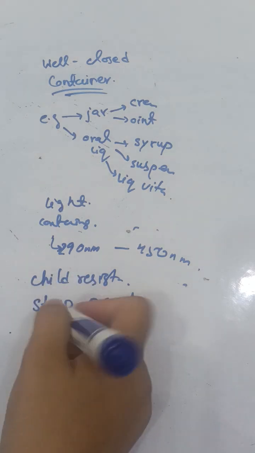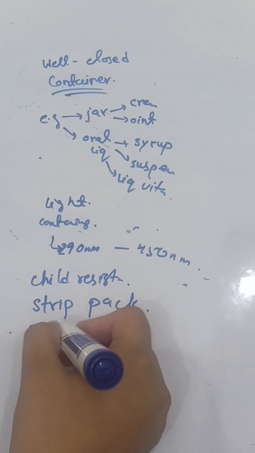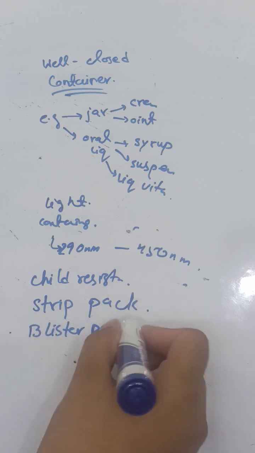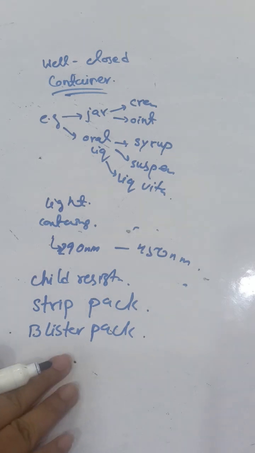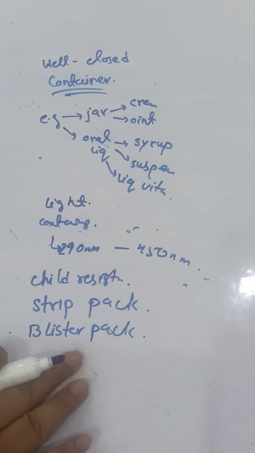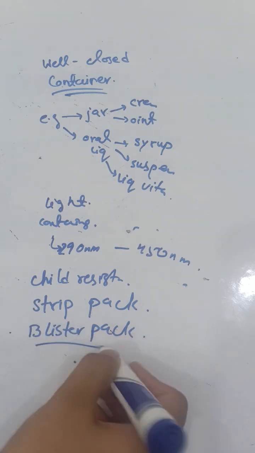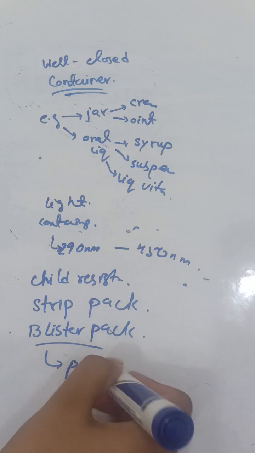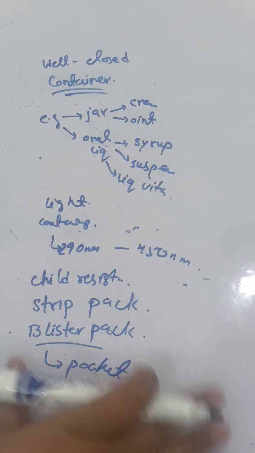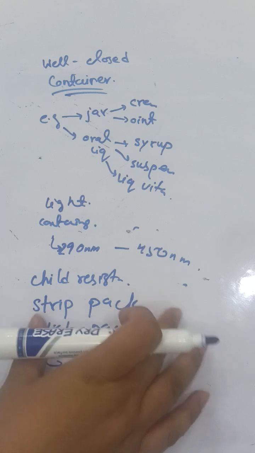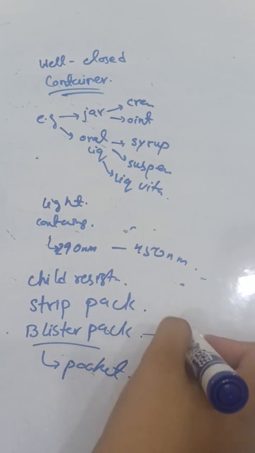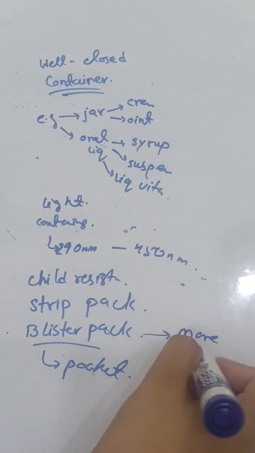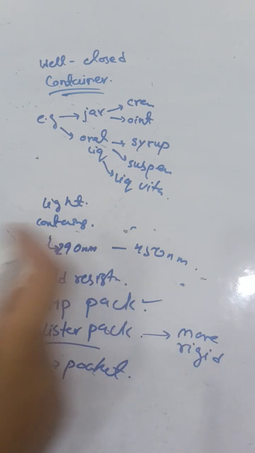Some blister packs are also there, strip and the blister packs. So what are the blister packs? They are the packaging that hold the individual dose, like the tablet or capsule, in small clear plastic pockets sealed with foil. Here the pocket is there, while the strip packets have no pocket, and blister packs are more rigid than the strip packets.